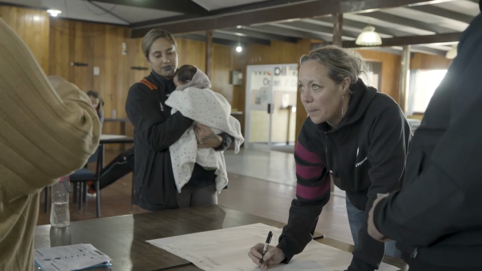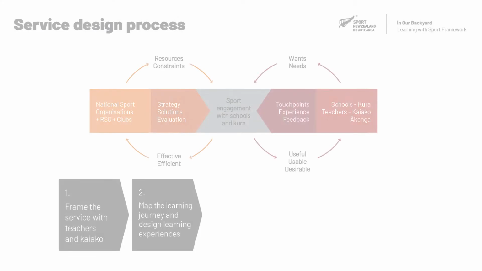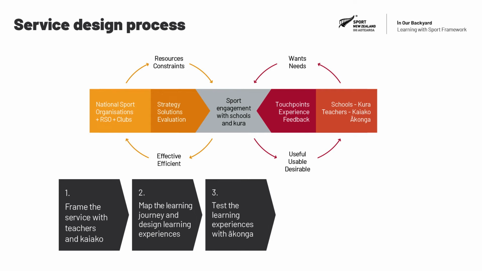The third step in the service design process is for the sport to test the learning experiences with small groups of ākonga. This gives them the chance to iron out any flaws in the design before they pilot the service with whole classes of ākonga. Individual classroom-based and club-based learning experiences are tested with small groups of ākonga, and their feedback about the experiences helps the sport to refine them further.